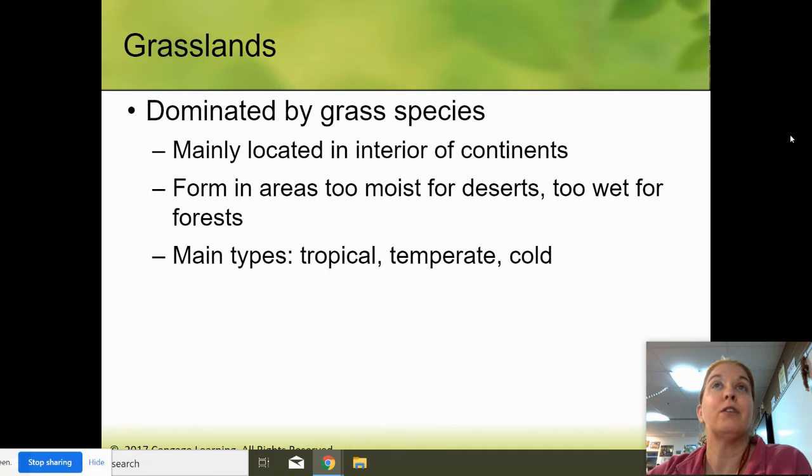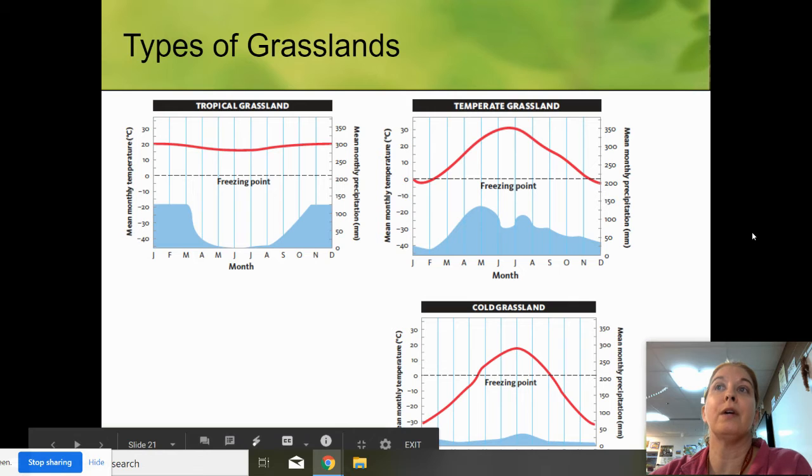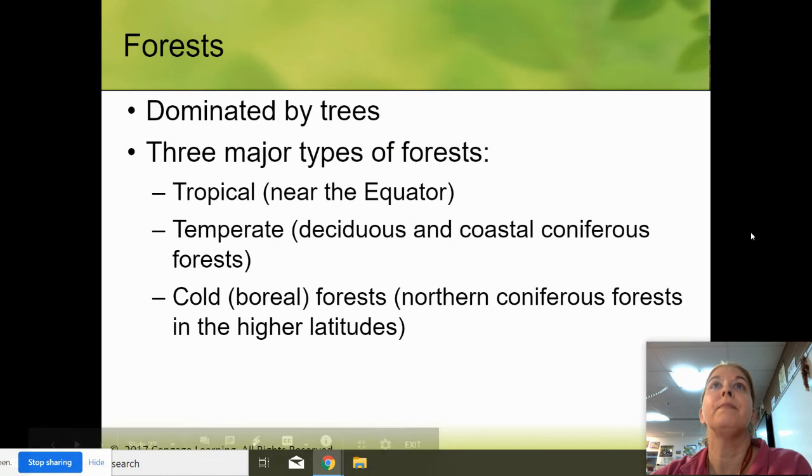Then we're moving on to grasslands. Grasslands are dominated by grass species, mainly located in the interior of continents. They form in areas that are too wet to be a desert, but not wet enough to be a forest. You can have tropical, temperate, and cold grasslands as well. Your tropical grassland is like your savanna, temperate grassland would be around here, and the cold grassland would be more north.